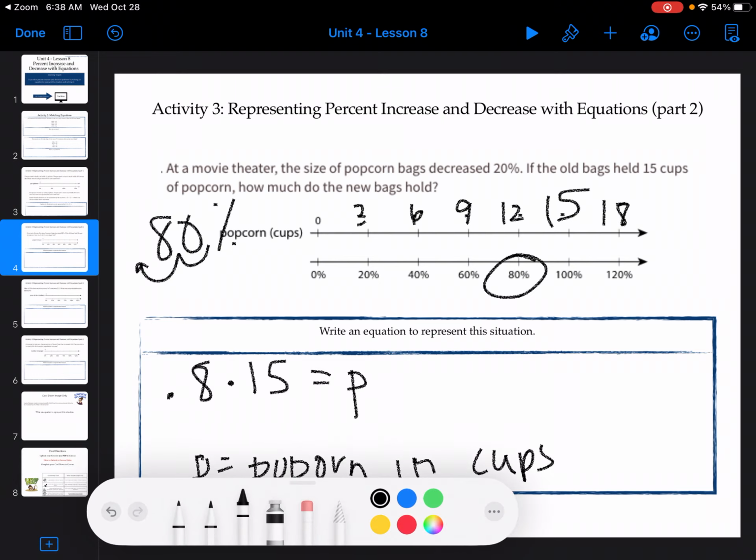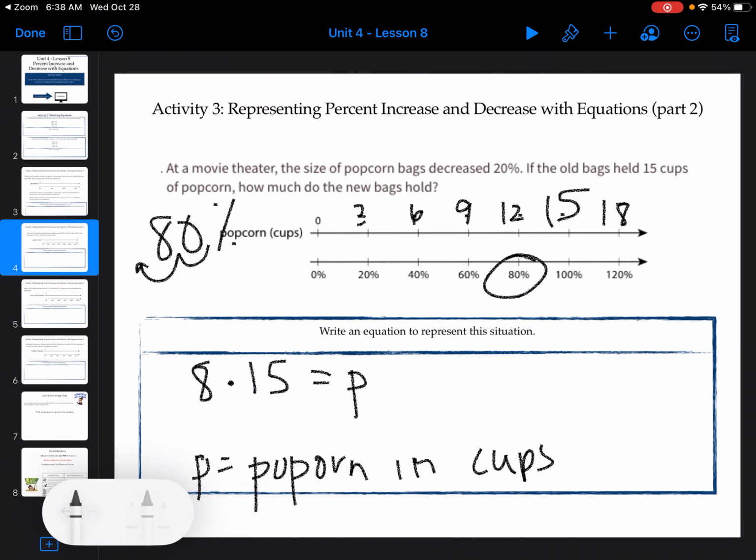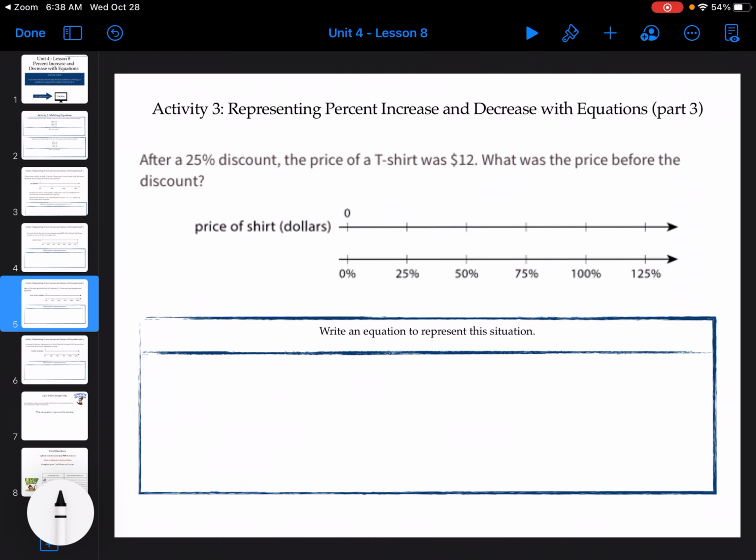Should probably move my decimal over a little bit. There you go. All right, so the next one says, after a 25% discount, the price of a shirt was $12. What was the price before the discount? So if you remember, we put 12 here, we divided it by 3.